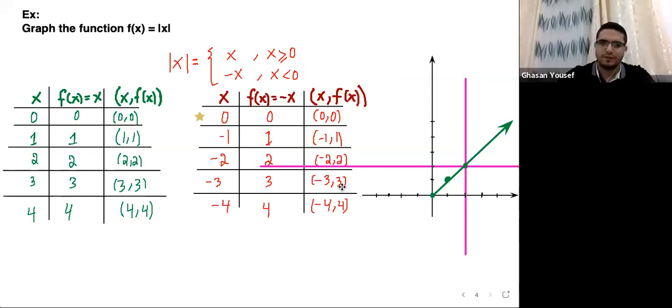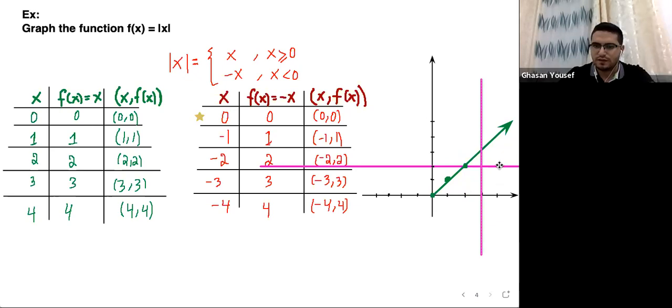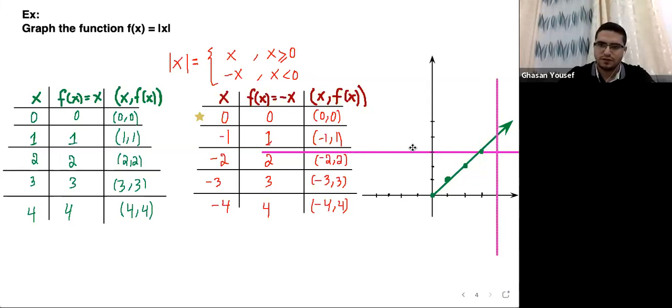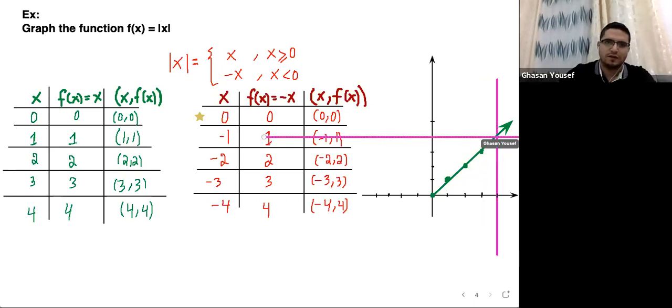3 and 3. Here is 3, and this is 3, 2. So the point should be like around here. 4 and 4, same thing. This is 4 and this is 4. So the curve will be like around here. So this is the graph for the first function, f of x equal x.